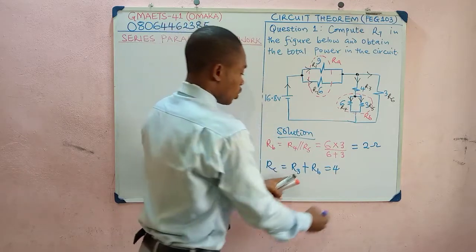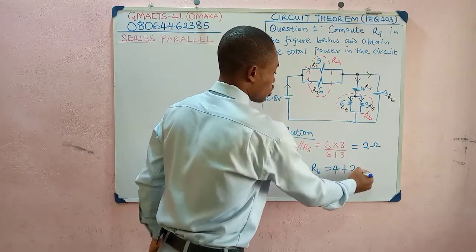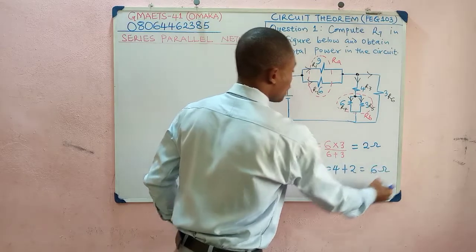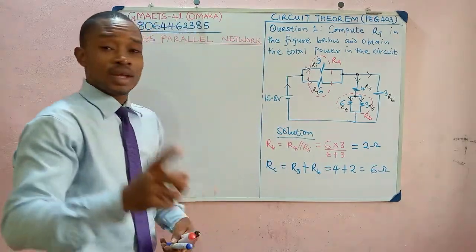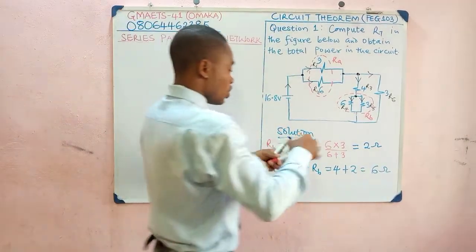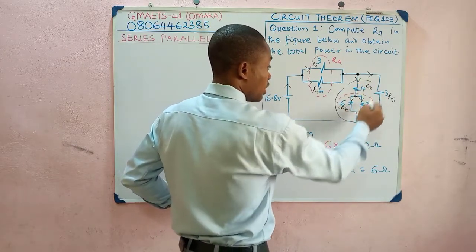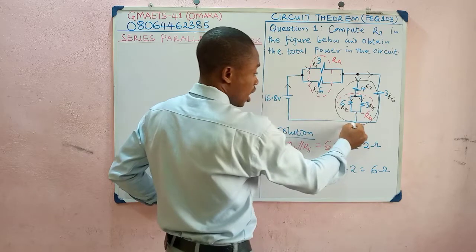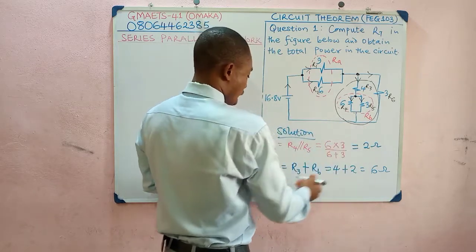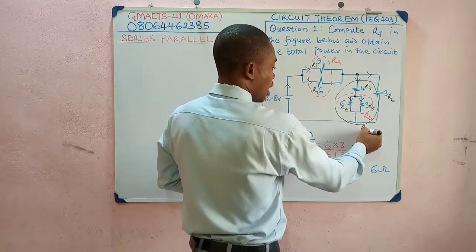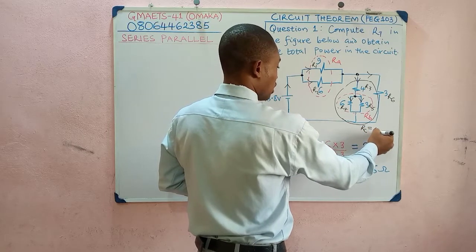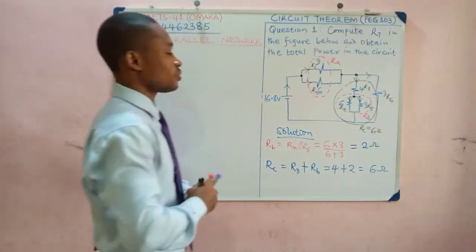So we put the 4 there plus RB, which we calculated to be 2. Add them together, you get 6 ohms. Did you take note that we are done with this internal component? We are done with it, okay? And what we obtained is what? RC, and the value is 6 ohms resistance.